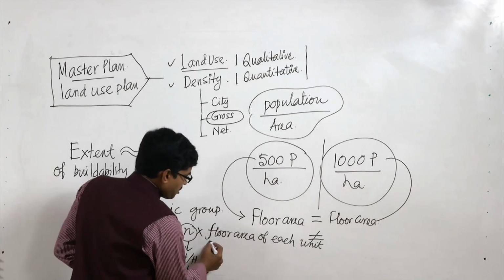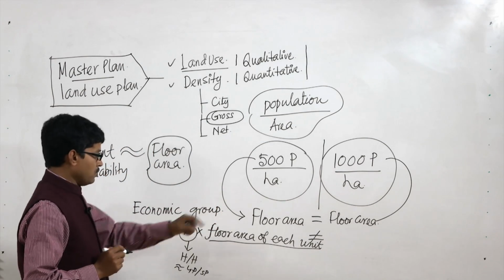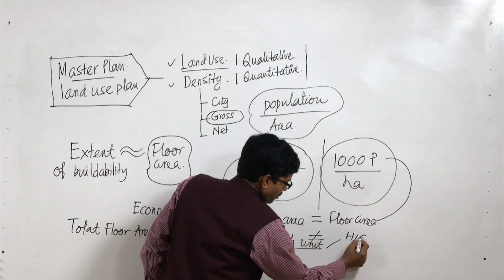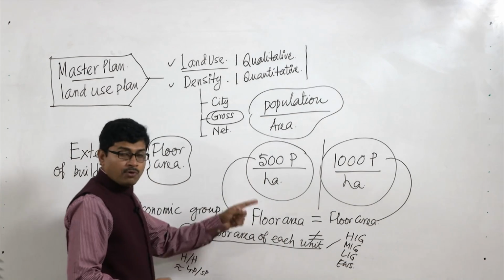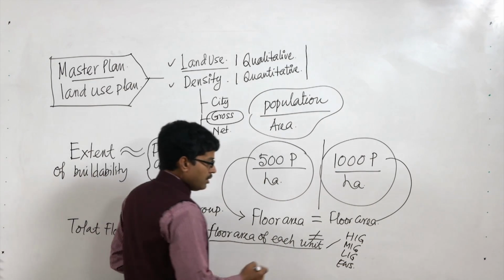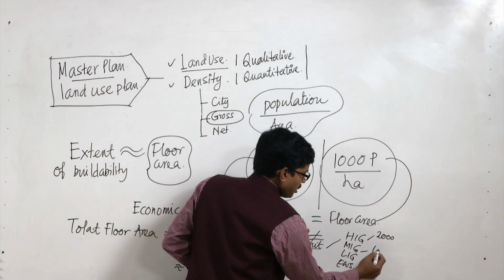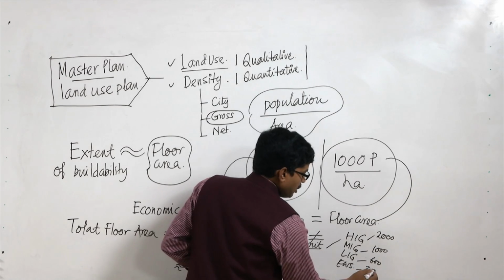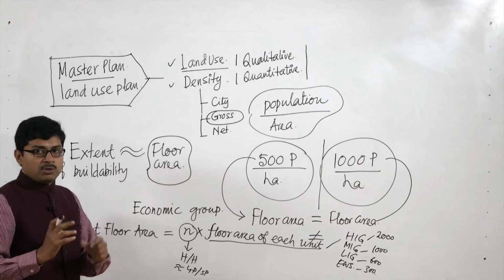Now please see this particular parameter, the floor area of each unit. This can vary as per the economic group. For example, if the economic group is HIG or MIG or LIG or economically weaker section, so the floor area per economic group will be different. Let us take an example. HIG can be 2000 square feet, it can be 1000 square feet, it could be say 600 square feet, it could be 300 square feet.